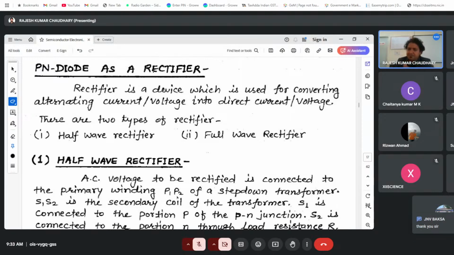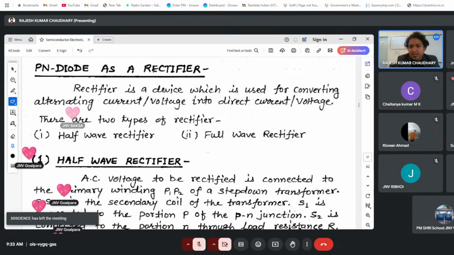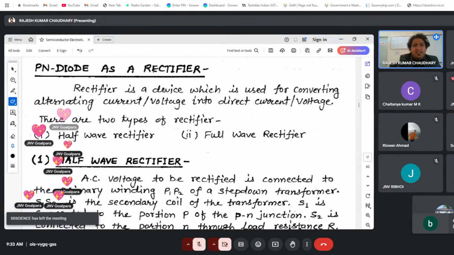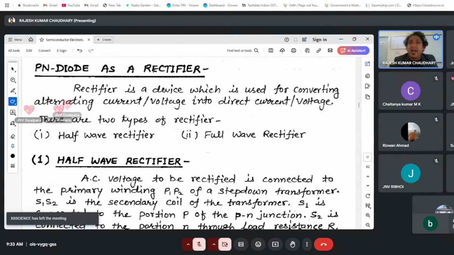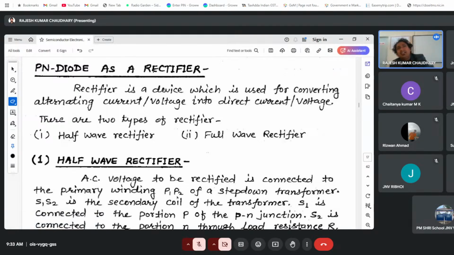So just give me 5 to 10 minutes. This is an important one. Thank you so much. So, a rectifier is what? A rectifier is a device that converts alternating current into direct current.